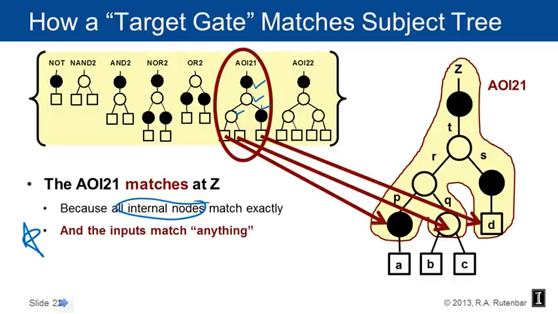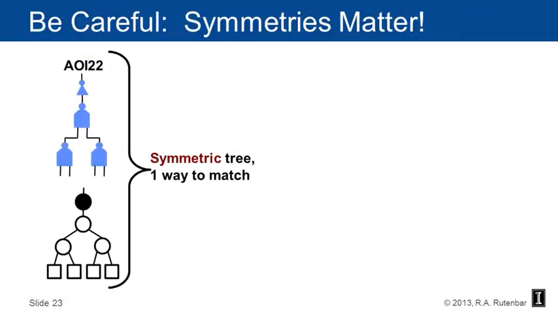All of this works. All of this is required in order to have the semantics of the overall matching of how gates cover the tree work out okay. All right, so internal nodes must match exactly. We saw that in a kind of a simple way, and inputs match anything. Now there's one thing you've got to be careful about. We haven't shown this in any of our examples so far, but the symmetries matter.